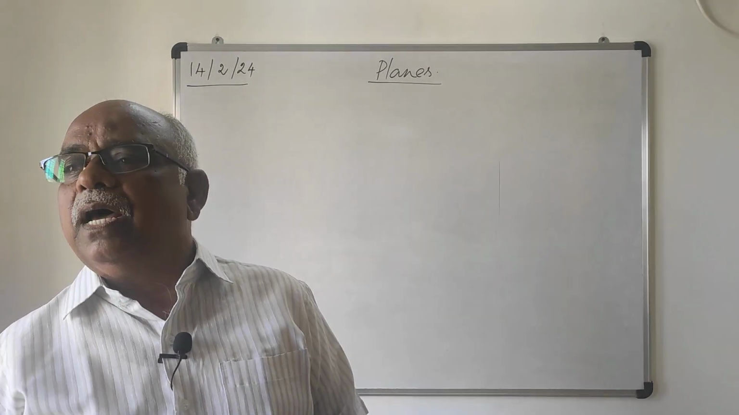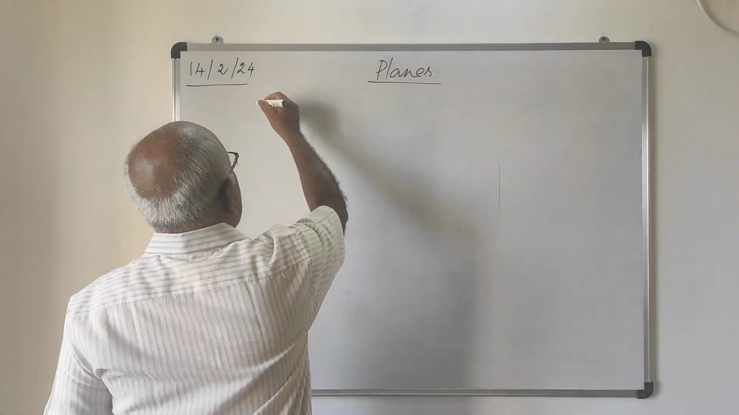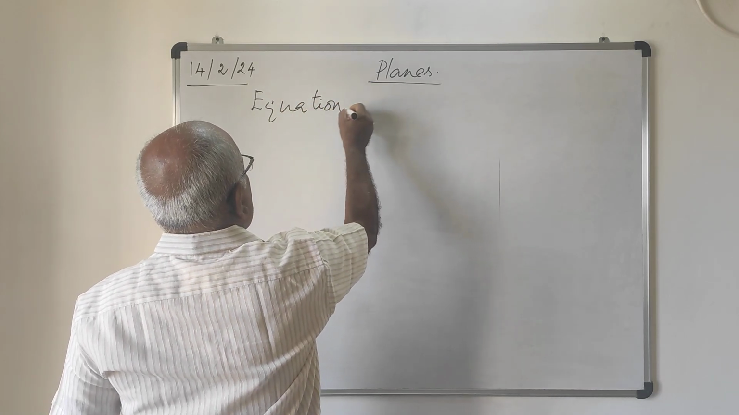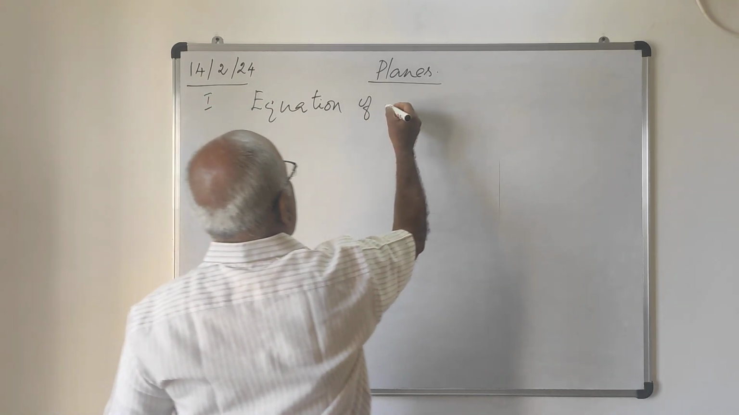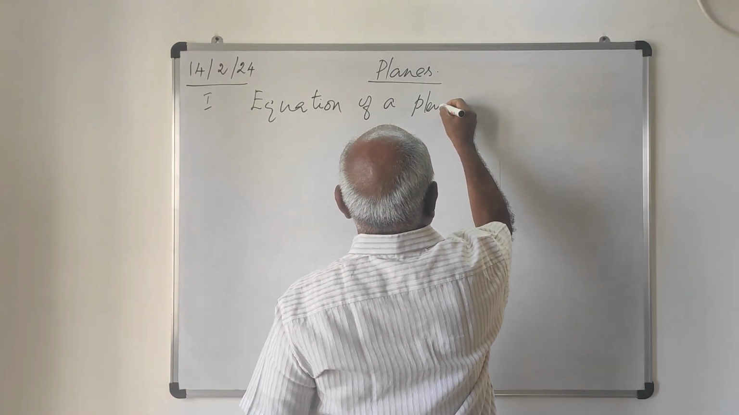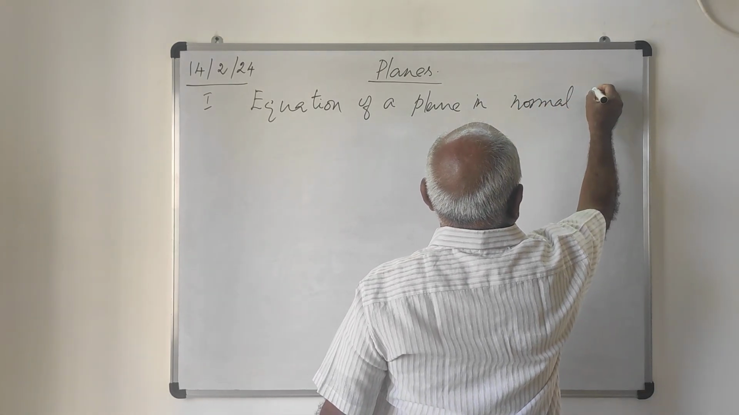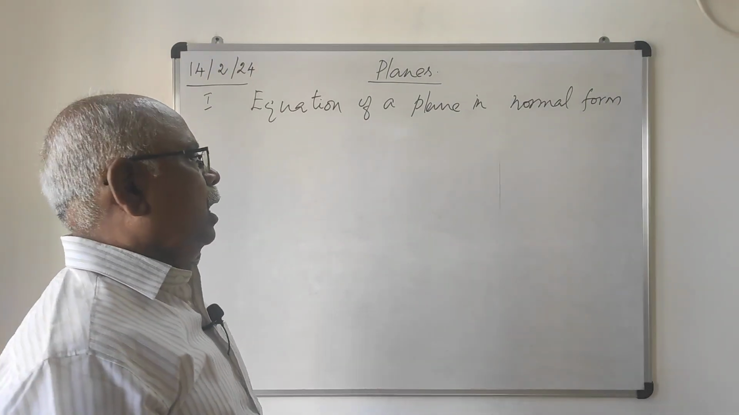So the first result is the equation of a plane in normal form. This is our first bookwork: equation of a plane in normal form.